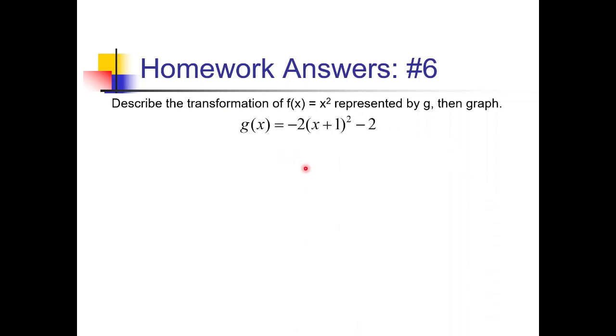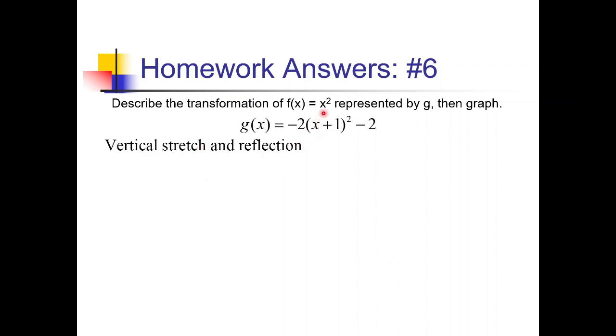For this one, we've got a whole bunch of transformations happening to x squared, so let's go through them one at a time. This -2, let's take a look at that first. That's outside the x squared, so these are vertical changes here. There's 2 changes. The negative gives us a vertical reflection. The 2 gives us a vertical stretch. So we have a vertical reflection and stretch.